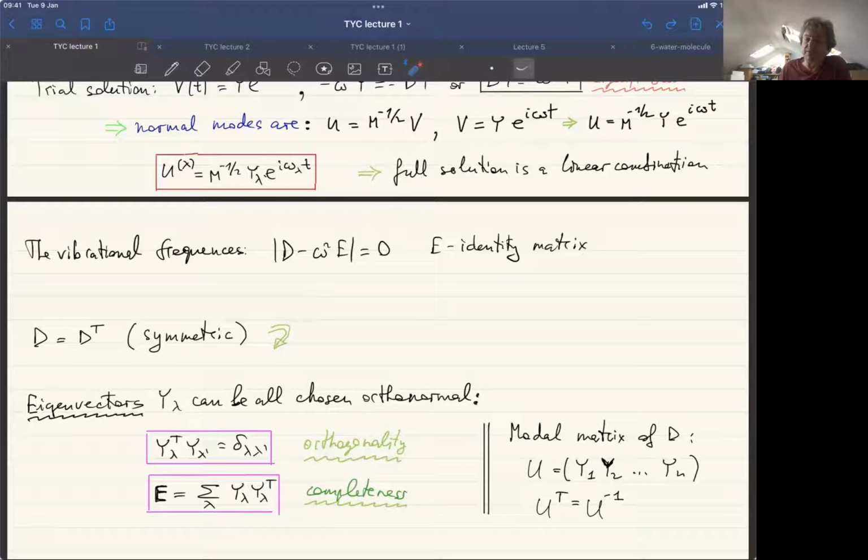Also, we are guaranteed the following. It can be shown that the eigenvectors of any symmetric matrix can always be taken as orthogonal. Therefore, if we use lambda to designate different eigenvectors and eigenvalues, then the dot product of two vectors, lambda and lambda prime, would be equal to this Kronecker symbol. In other words, if lambda and lambda prime are the same, you get 1. So the vector will be normalized to 1.